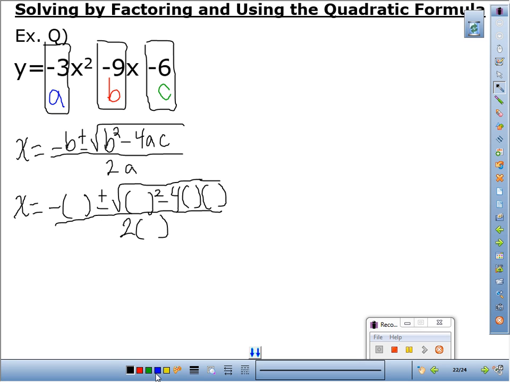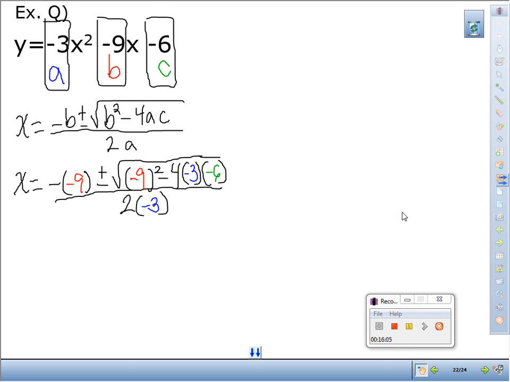So A, where does A go? Next to the 4 in the denominator. And what is the value of A? Negative 3. So that goes here, negative 3, negative 3. What is B? Negative 9. It goes at the beginning and inside of the radical, negative 9 squared. And C is negative 6. So far, so good? So at this point, we're going to go ahead and simplify this equation.